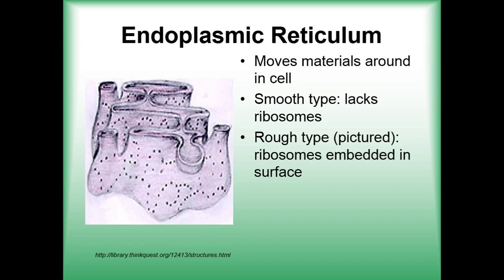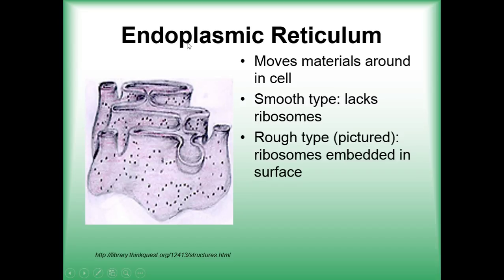The endoplasmic reticulum's function is basically for movement of materials around in the cell. If it's smooth ER, it lacks the ribosomes. If it's rough, it contains the ribosomes. So smooth ER actually has a function. It makes lipids or fats, and rough ER is going to have ribosomes because proteins are made there and then transported through the little hallways.